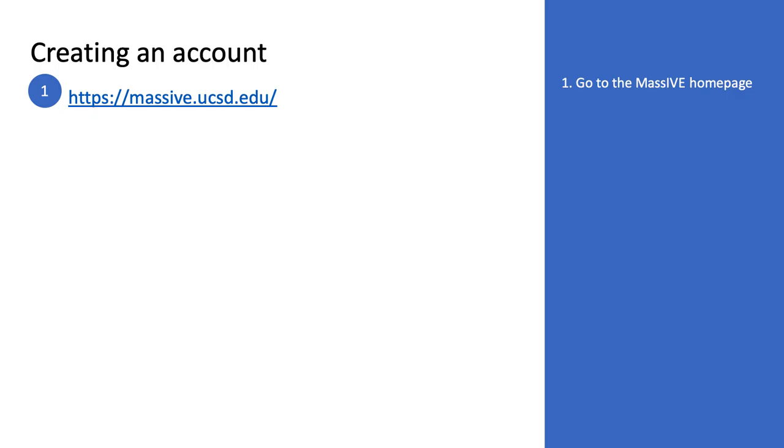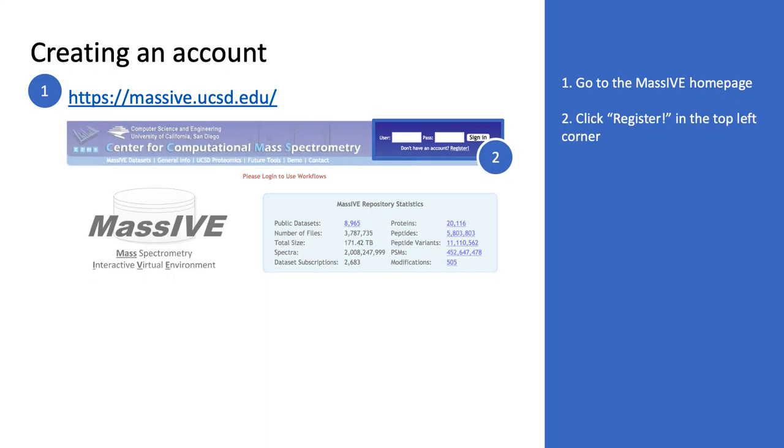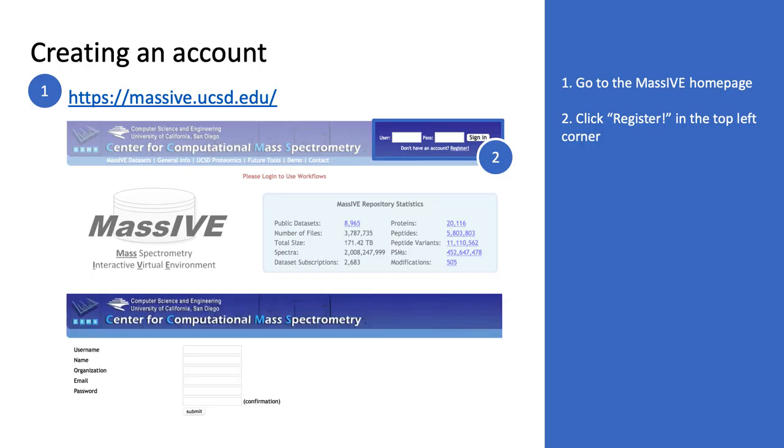So first thing, let's make an account so we can get started. You essentially just create your private user space so you can have your own searches and your own information in there. So just go to massive.ucsd.edu, and then right up there at the top, click on this register button, and you'll then be able to fill out your information.